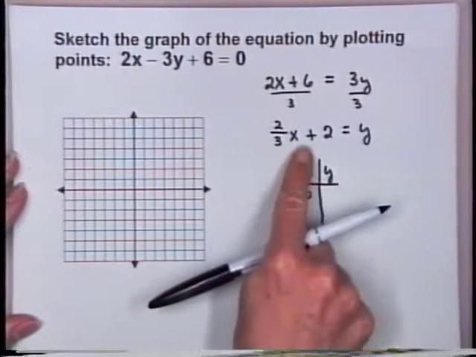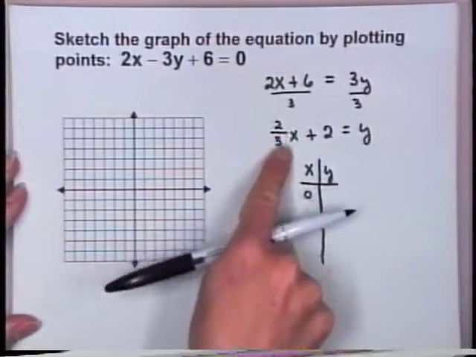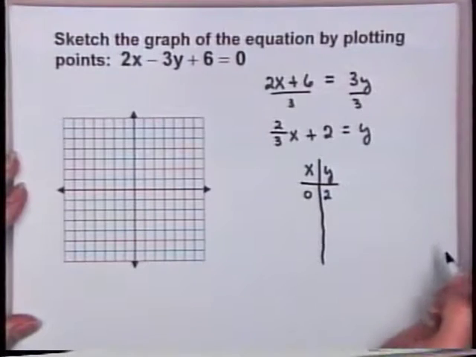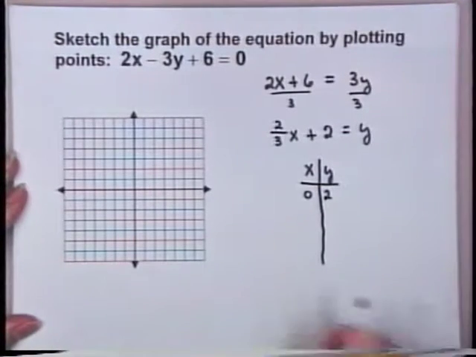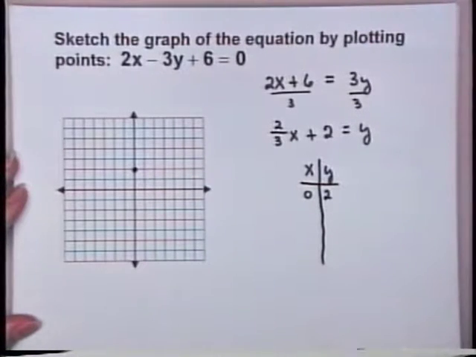What happens when you multiply 2/3 times 0? That's 0, isn't it? So if x is 0, this term is a 0. 0 plus 2 gives us y equals 2. So that was easy to do, wasn't it? Since I have that point, I'm going to go ahead and locate it over here on my graph. I have the point 0, 2. Okay. All right, let's choose another easy value of x.